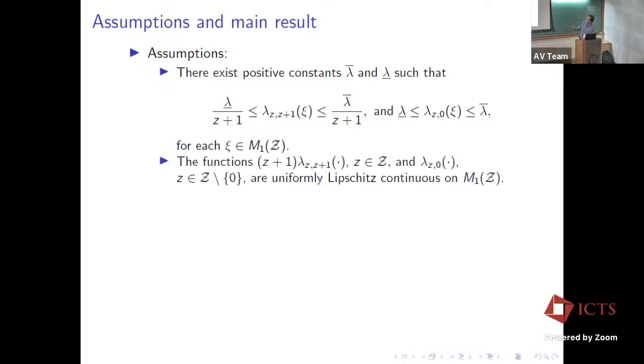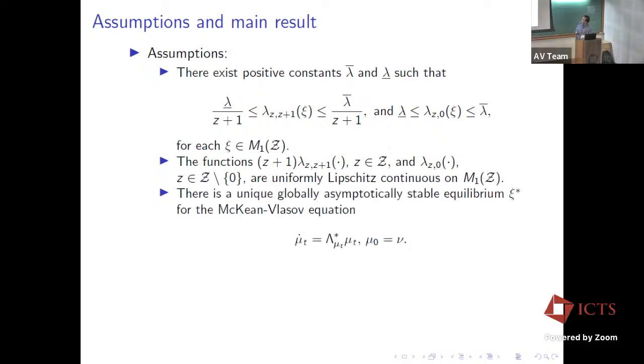Okay, so here is a condition for the theorem, for some theorem that I will state very soon. The function Z plus 1, so I multiply lambda Z, Z plus 1 of Xi by Z plus 1, that can depend on the empirical measure, and I want that to be a Lipschitz continuous function. I want the Z to 0 jump rate also to be a Lipschitz continuous function. And these are also uniformly Lipschitz across all the possible edges that one has. So that's one condition.